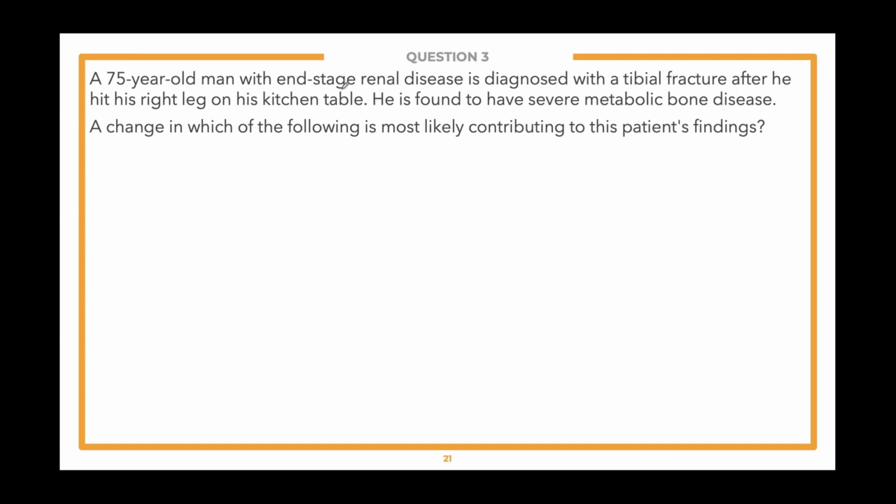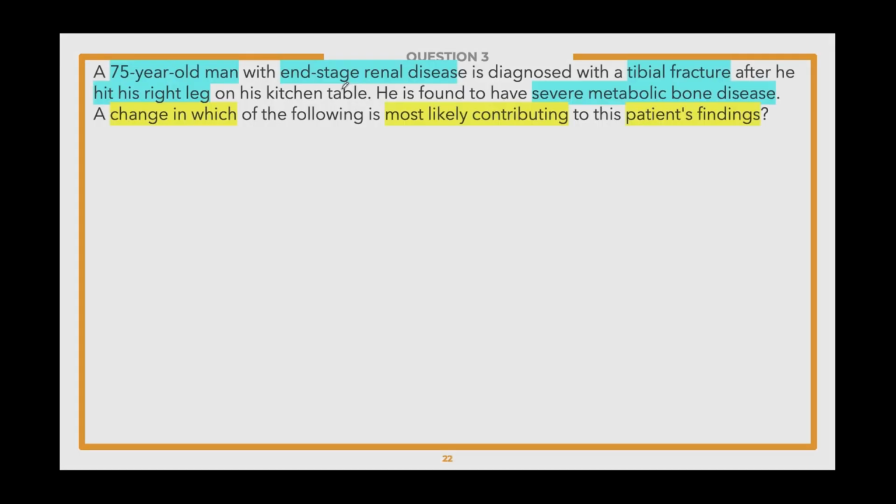Thank you, Sean. So now we're going to walk you through this question here and what we think the important clues are. Okay, so kind of a little shorter question. And we're told this is a 75-year-old male. So a little bit of an elderly patient, so we've got to think about other things when it comes to the kidneys. And right off the bat, they tell us he has end-stage renal disease. He's got a tibial fracture after hitting his leg. Also, they tell us severe metabolic bone disease. So they're asking us about a change in what is most likely contributing to this finding.